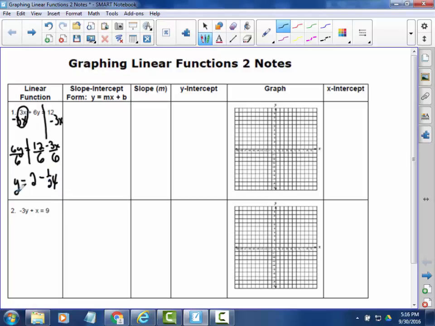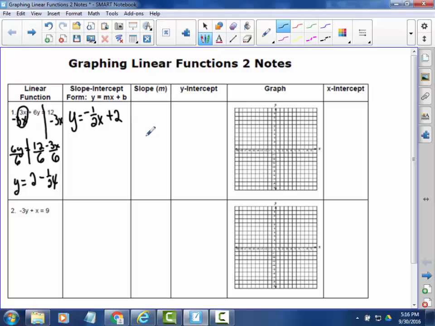Now this form is just fine. We've used it before where we have our starting point and then how we're going to move. But if we're going to go completely into the slope-intercept form, we're going to write it this way. y equals negative 1/2 x plus 2.